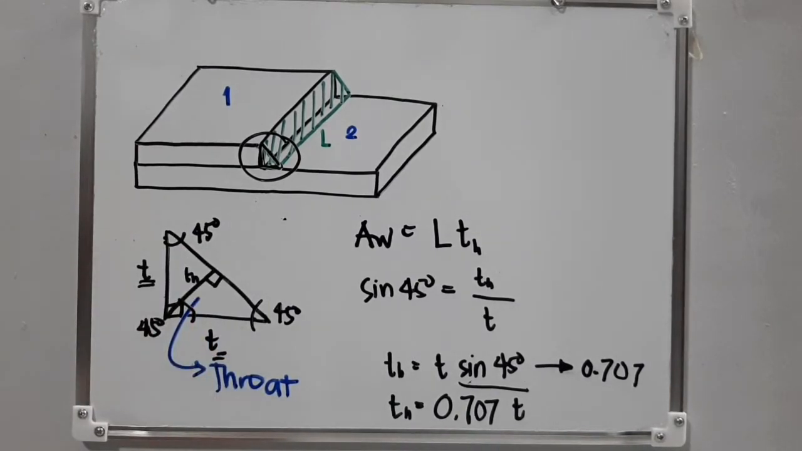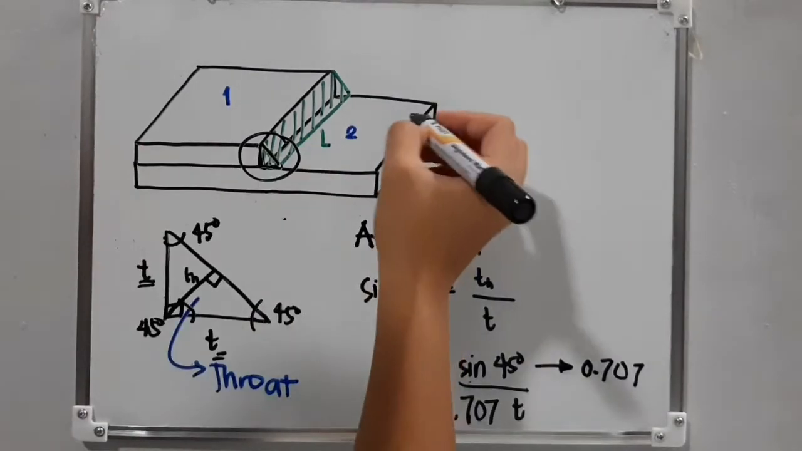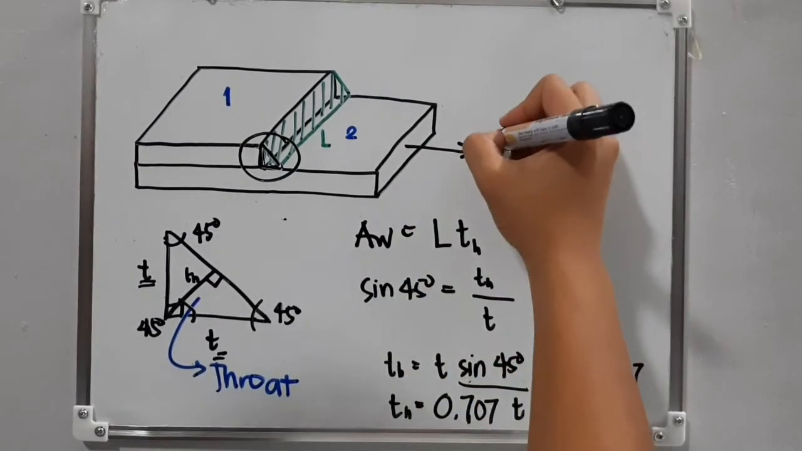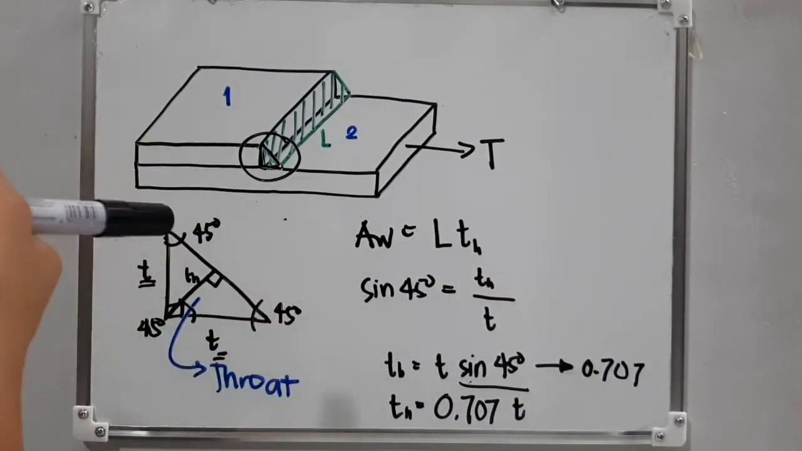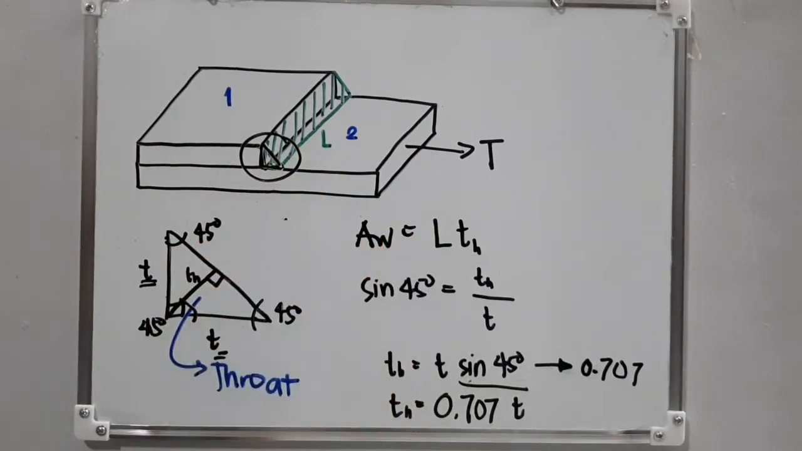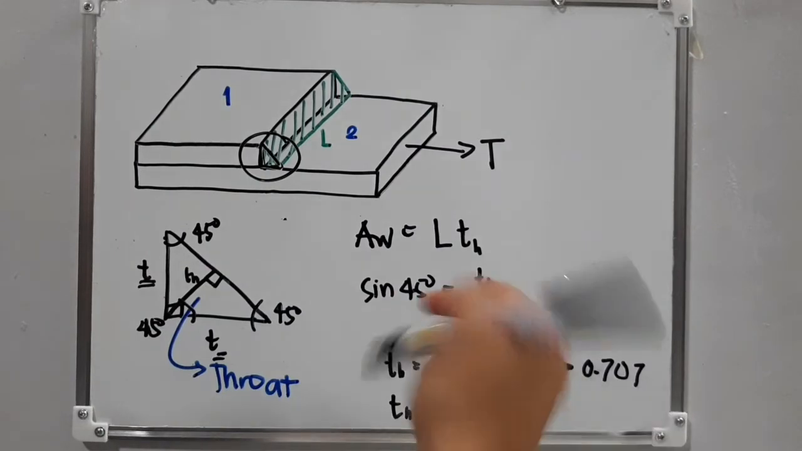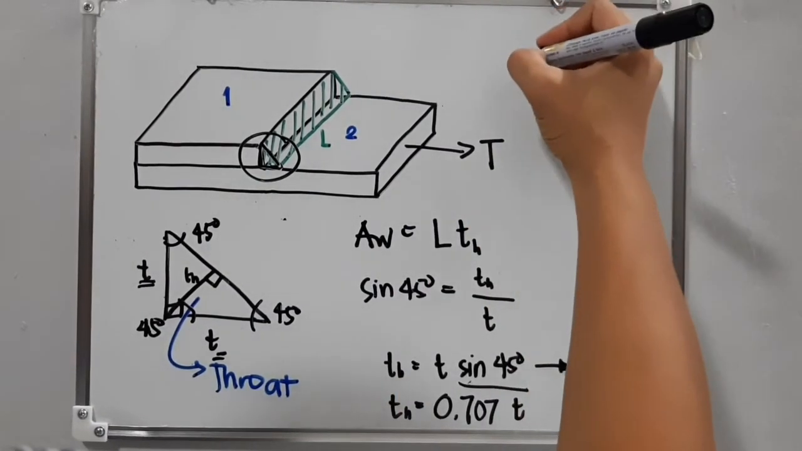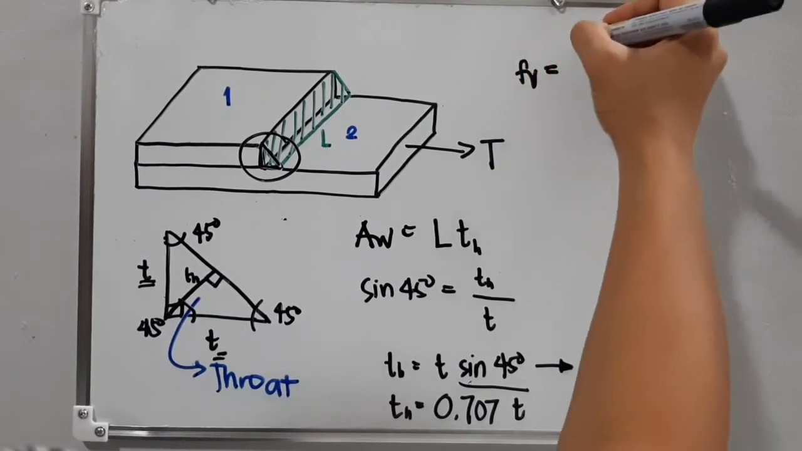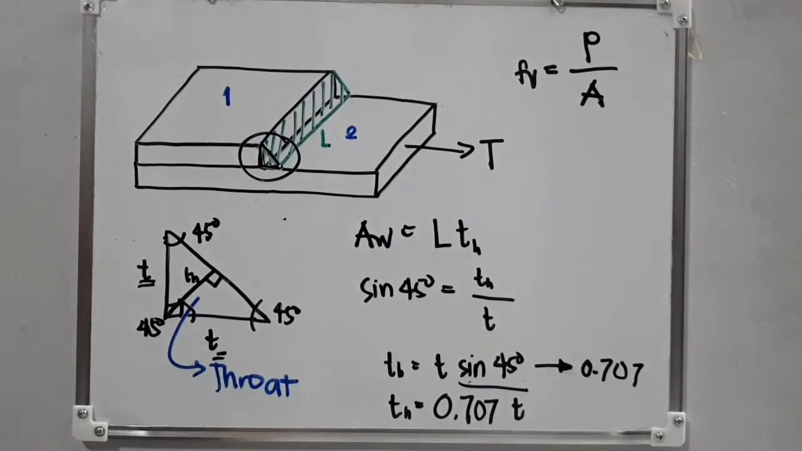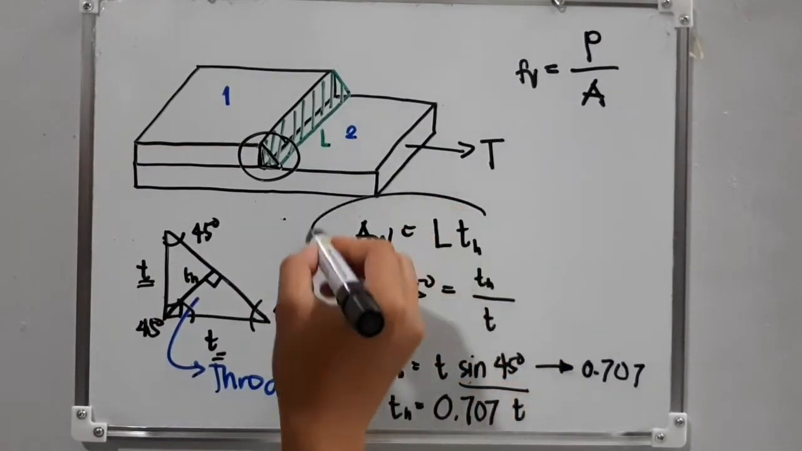And given that, sabi natin, yung fillet weld natin is mag-shear siya kapag nag-apply tayo dito ng force, perpendicular force, tensile force to be specific. So, ang mangyayari sa kanya, magkakaroon siya ng tearing or shearing. Given that, yung ating actual shear stress is equal to your force over the area. Or the area is equal to this one.